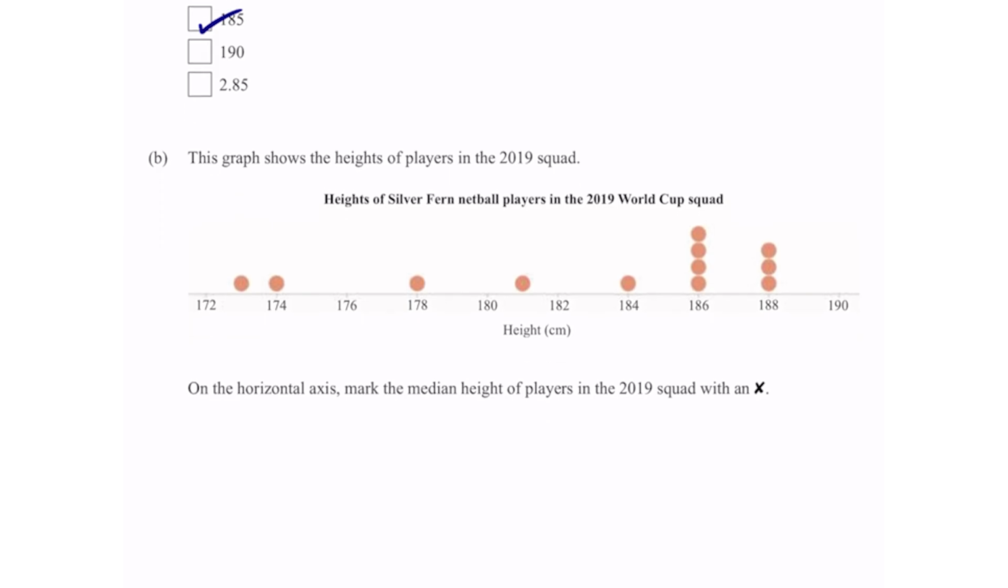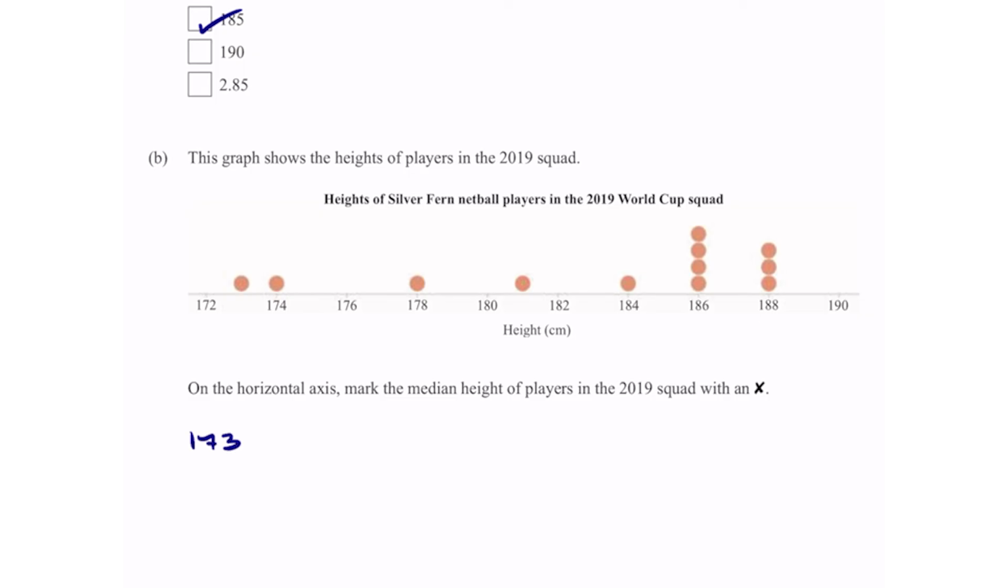Now this graph shows the height of the players in the 2019 squad. On the horizontal axis, mark the median height of players in the 2019 squad with an X. So what's the median? The median of a data set is the middle number. So essentially we need to compare sorted data and then chop off all the ends until we reach that middle number. So what have we got?